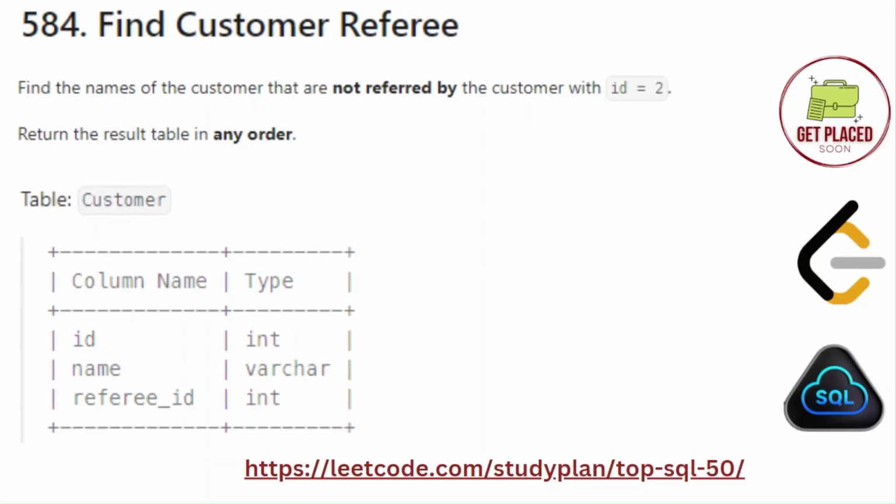Now let's take up the second question in the Leetcode SQL 50 challenge, that is Find Customer Referee. So we have a table here with the table name customer. We have three columns here. ID is a primary key column, which means all the values in the ID are unique. We have the names of that particular ID and the referee ID, which means whoever referred that particular person is also mentioned.